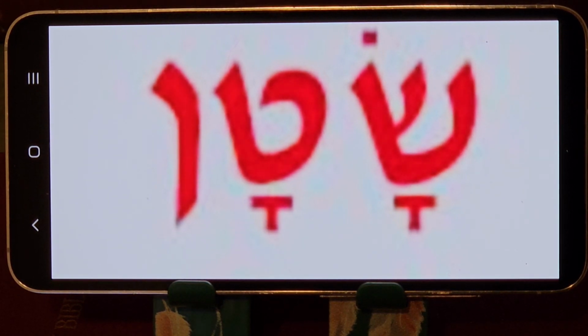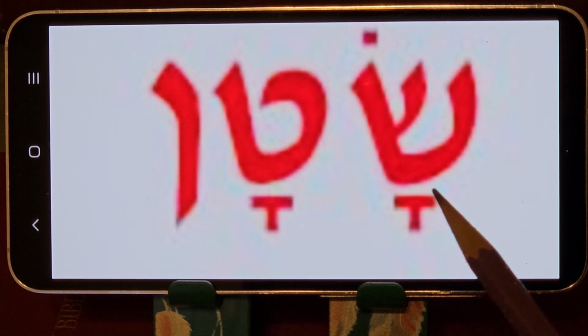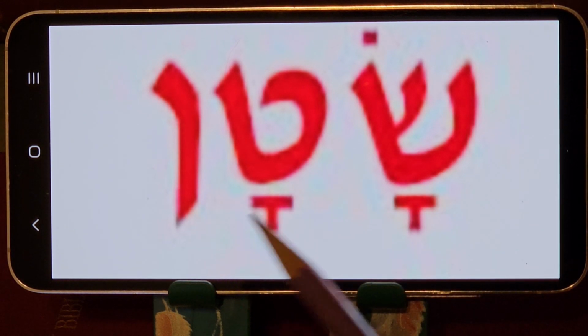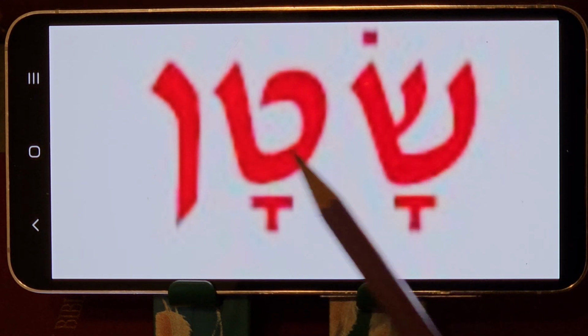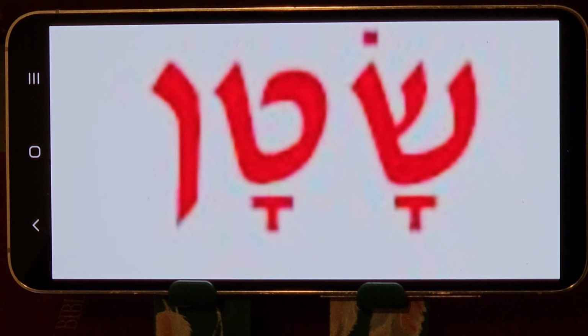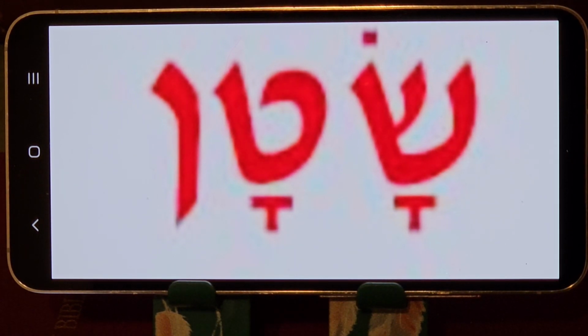So if we were to sound this in Hebrew, it would be Satan. And so we get the word Satan, and it carries directly through to our English pronunciation.